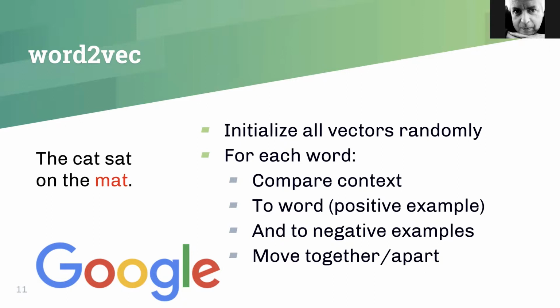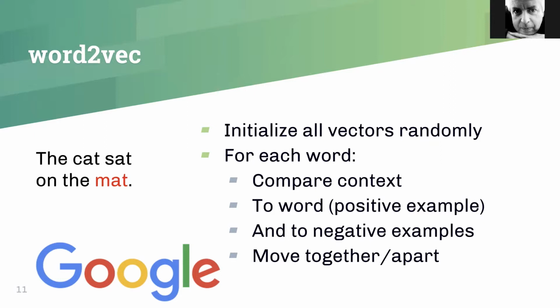So this is what we call a positive example. So what we're going to do is tweak the values of the vectors so that the context words move closer to the focal word, mat.